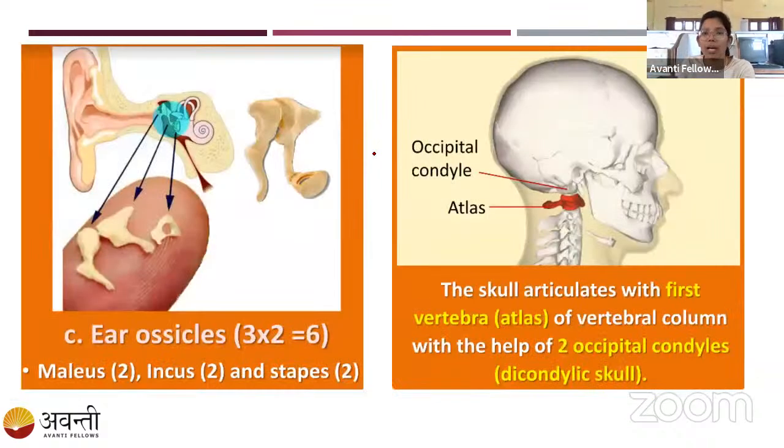Next, we are going to talk about the ear ossicles, which means the ear bones. How to remember the ear ossicles? Just remember MIS. M-I-S. You see, it is easy. M for Malleus, I for Incus, S for Stapes. Now you are able to remember, I guess. M-I-S. Malleus, Incus, Stapes. Each ear has one Malleus, one Incus, one Stapes. Is it clear?